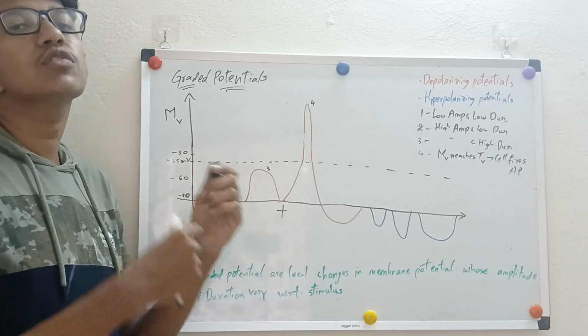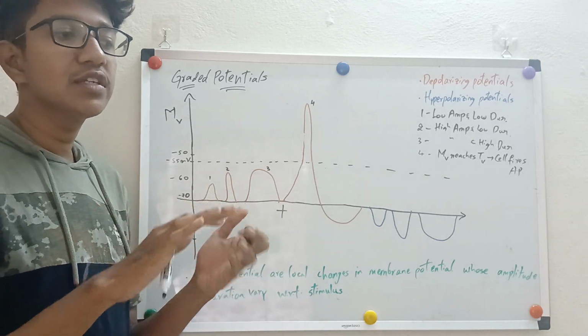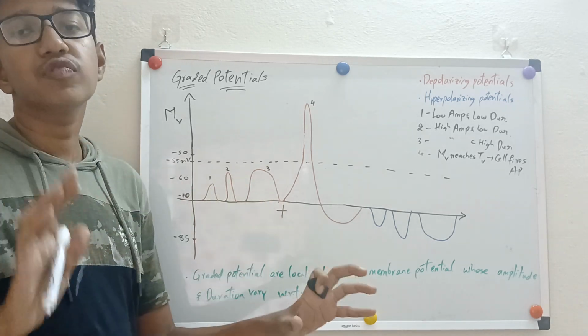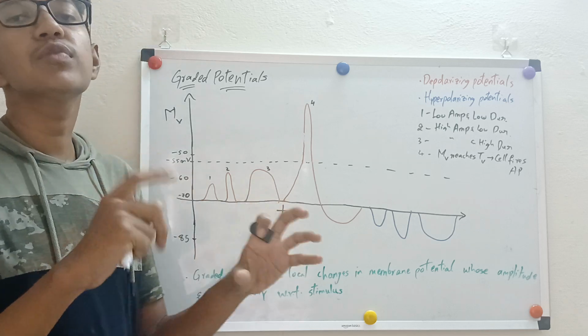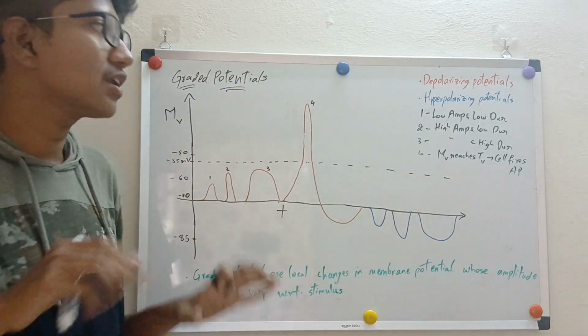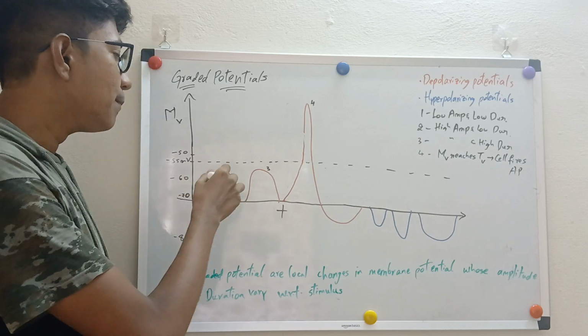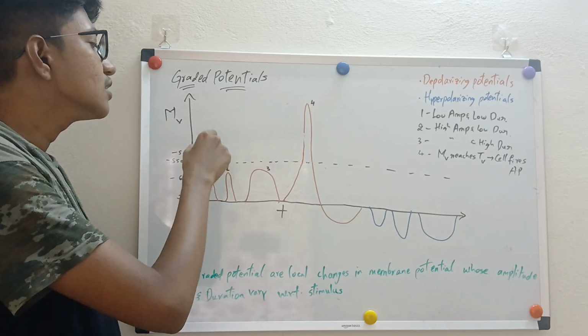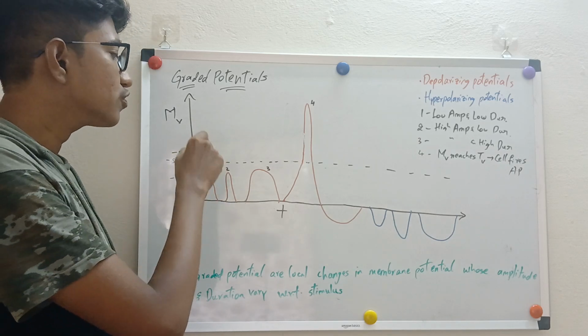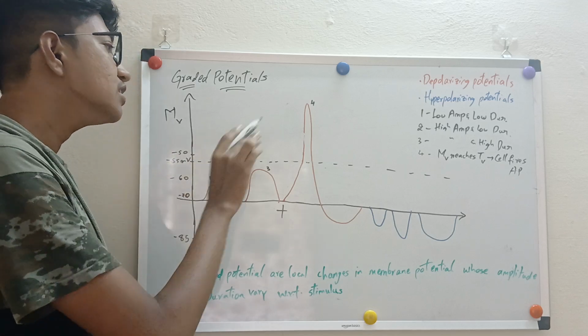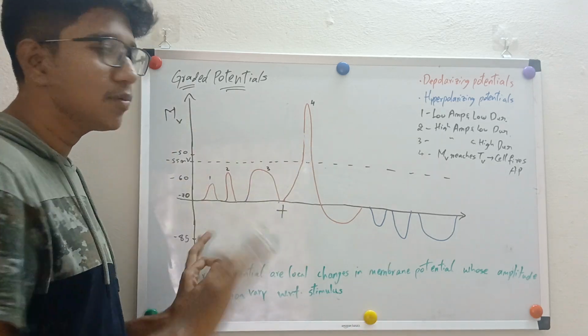If we increase the strength of the stimulus, for example, there is warm water and there is hot water. The strength of the stimulus is more in hot water than in warm water. Like that, if we increase the strength of the stimulus, the amplitude of the membrane potential will increase. And if we apply it for the same duration, the duration will be the same.